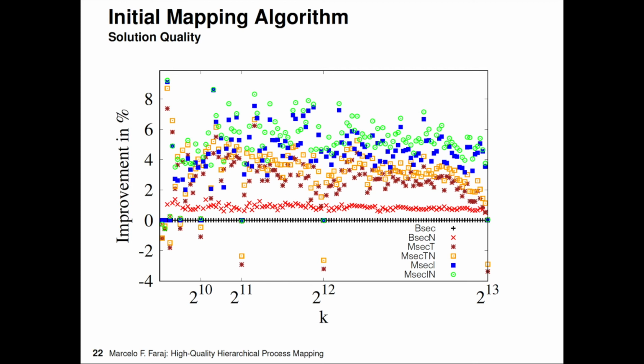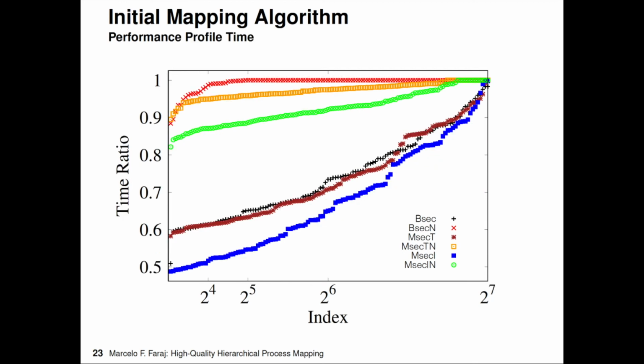And now let's look at the time profiles. To build a performance profile chart, for each value of k, we normalize the average runtime such that the slowest algorithm is assigned 1. Then for each algorithm, we plot these normalized runtimes in ascending order. The green one is not the fastest algorithm.